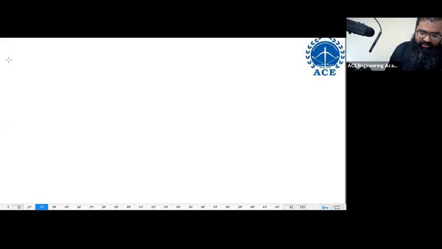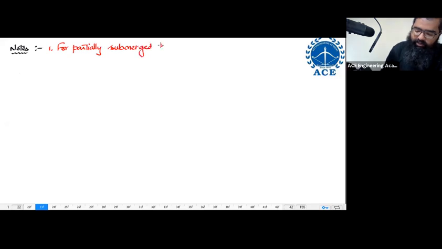Again, some notes I'm mentioning. Two points I'm going to mention. First point over here: for partially submerged body. Partially submerged body means what? What is the condition for a partially submerged body? Gamma of body should be less than gamma of fluid. Best example, wood in water, partially submerged body.